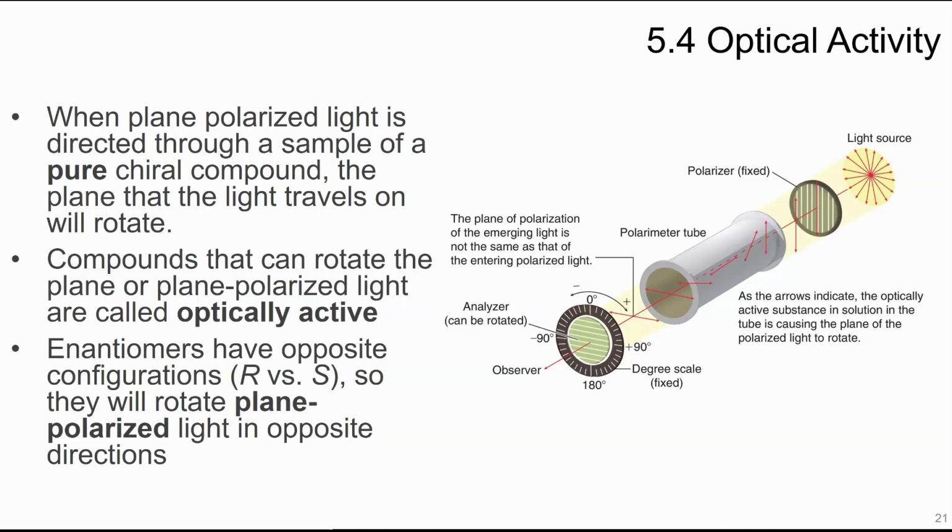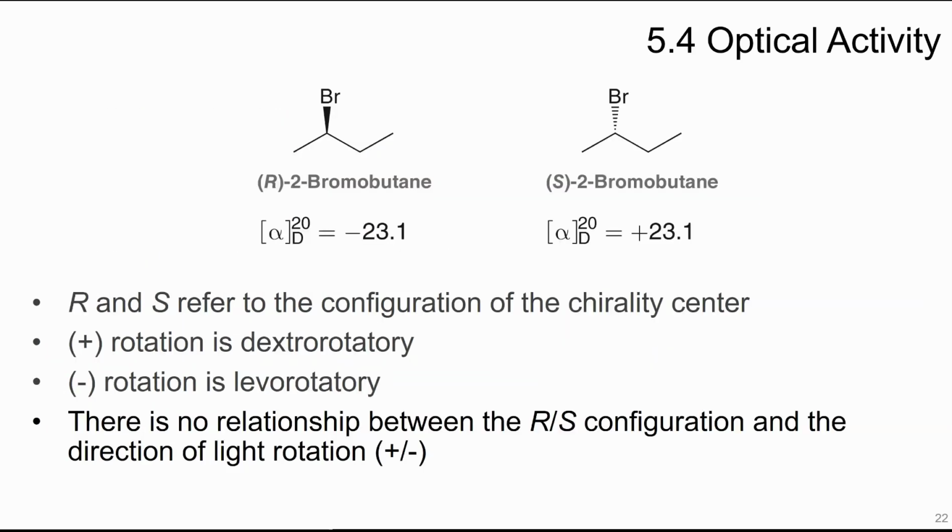Enantiomers have opposite configuration, so they're S versus R, so they will rotate plane polarized light in opposite directions. You can see this scale here. Once it goes through the polarizer, something might go 45 degrees one way, and the other compound will rotate the light 45 degrees in the opposite direction. For R-2-bromobutane, it has the minus here, which means that it rotates the light in the levorotatory direction, or left, and then positive is for the dextrorotatory.